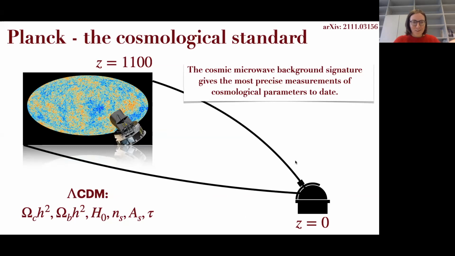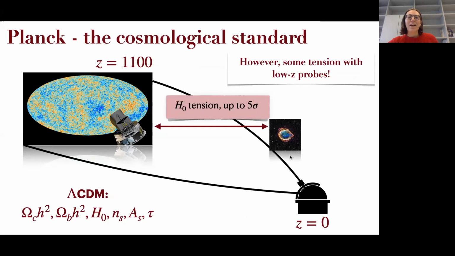And as you will all know by now, the reason why we're here is that we do actually see some tensions between these predictions and measurements. First of all, most significantly, we have the H0 tension, which is up to 5 sigma, depending on what data sets you compare. To describe this in a super simplified manner, it just refers to the fact that Planck's predictions for the value of the expansion rate today are around 5 sigma lower than what we actually measure with direct probes.